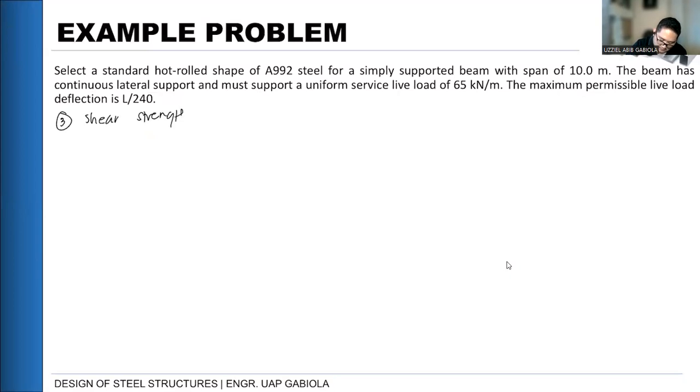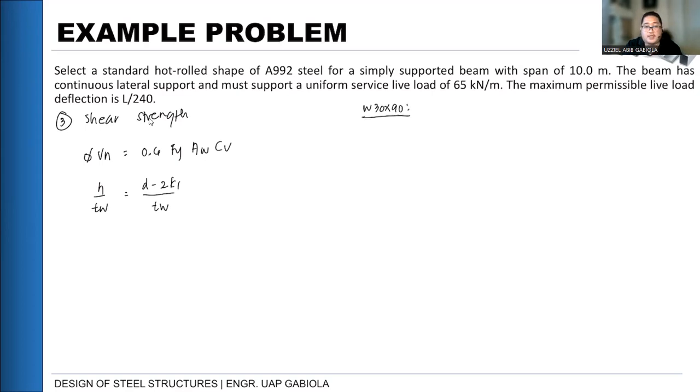Shear strength. So, VBN natin. Yung formula natin from yesterday's discussion. So, we have yung 0.6 FY AW CV. Okay? So sabi natin, kailangan natin i-satisfy muna si H over TW. Okay? Na ang kailangan natin property sa kanya ay D minus 2K1 all over yung value ng TW natin. So, yung W30 by 90 natin, kukunin natin yung section yan doon sa table natin.